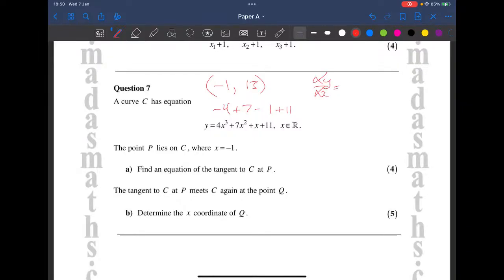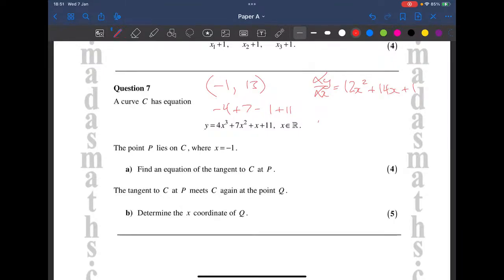For the 4x cubed, bring the cube down to make a 12, like 4 times 3. Drop the power to squared, 12x squared. The 7 times the 2 gives us a 14. Dropping that power, so it's a single x. And then for the single x by itself, we get just a plus 1.